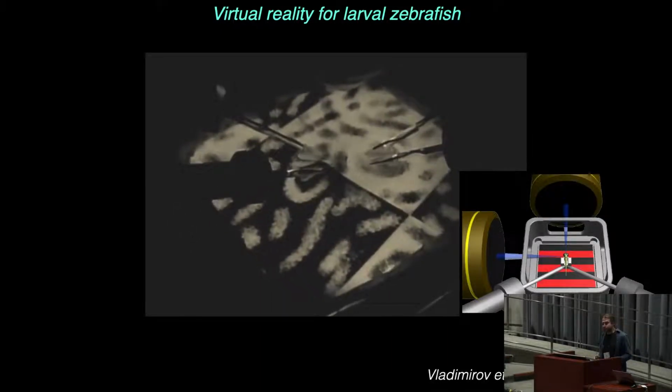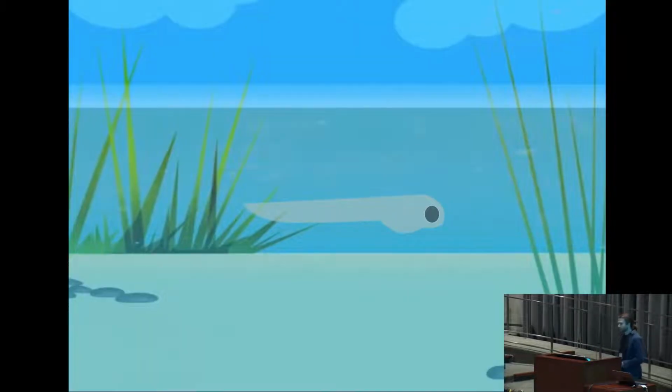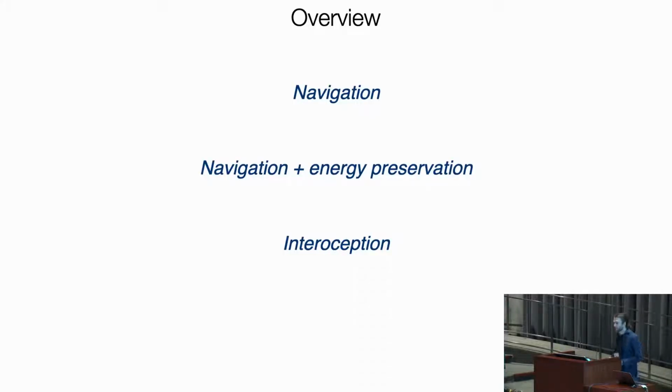So a fish exists in a sensory environment, as you just saw, that we simulated, and it interacts with the environment with its brain. But the brain also interacts with a lot of other parts of the body, including the gut, and it's this recurrent interaction between the brain, the environment, and the insides of the animal that we're very interested in. So I'm going to tell you about 3 projects: navigation, navigation with energy preservation, and interoception.